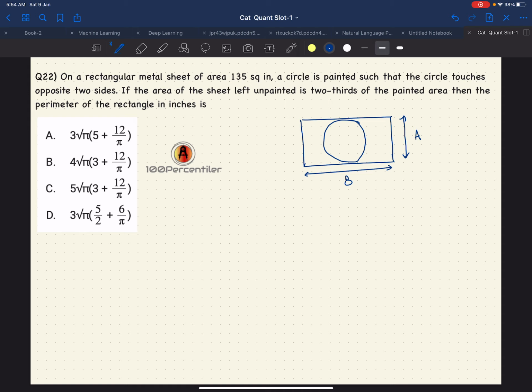Obviously it can move anywhere in the horizontal line. Now it is said that the circle touches the opposite two sides, and the area of the sheet left unpainted, so this particular area, is 2/3 the painted area. Then the perimeter of the rectangle is what we have to find. Now the area of the sheet left unpainted would be the total area of the rectangle minus the area of the circle. Now if we look here, the radius of the circle is such that 2r is equal to a, and therefore r is equal to a upon 2. Therefore pi r square is equal to 2/3 the painted area.